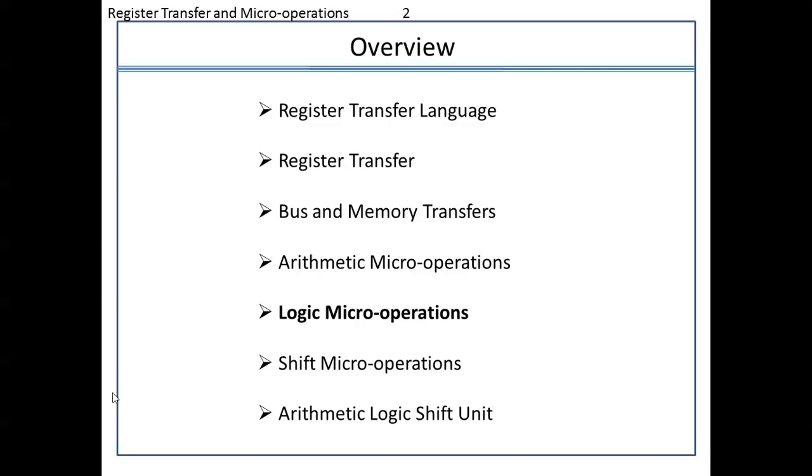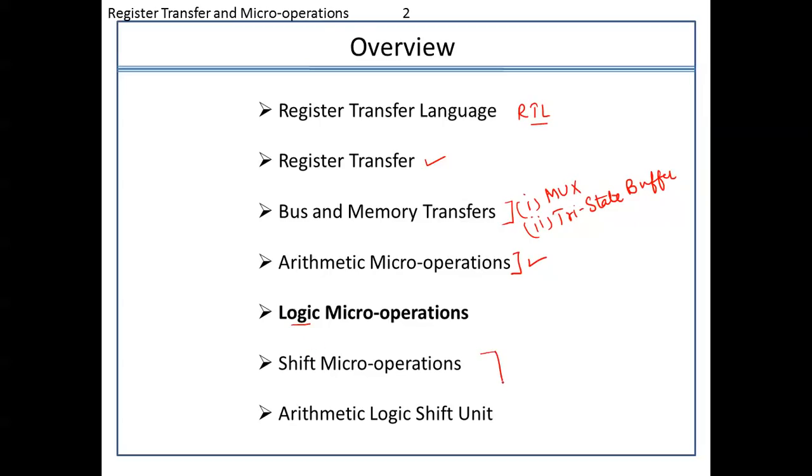Let's start this session with an overview of the topics that we have already covered and that are yet to be covered. We started our discussion for this chapter from the introduction to RTL, and then we discussed register transfer. We had a detailed session on the bus and memory transfers, where we learned that bus systems can be designed with the help of multiplexers as well as with tri-state buffers, right? Then we shifted to the arithmetic microoperations in the previous session, and today we will discuss the logic microoperations.